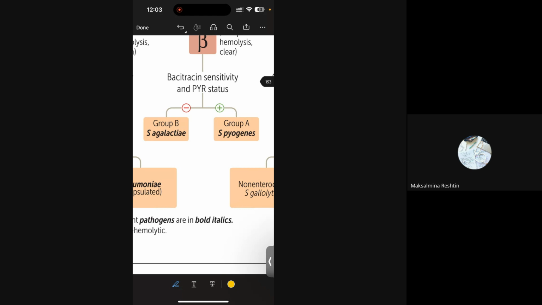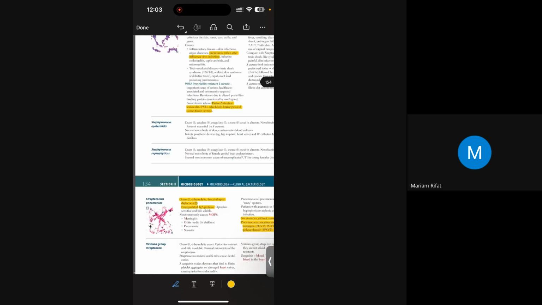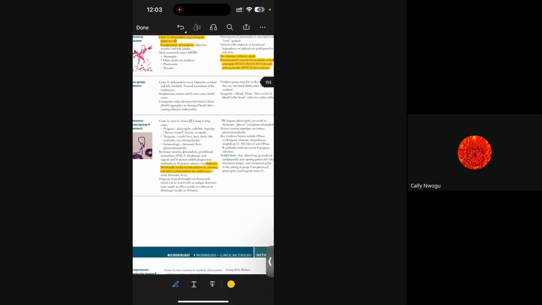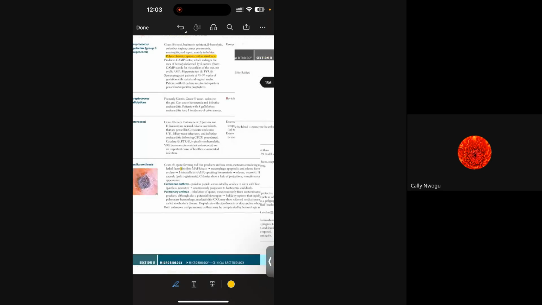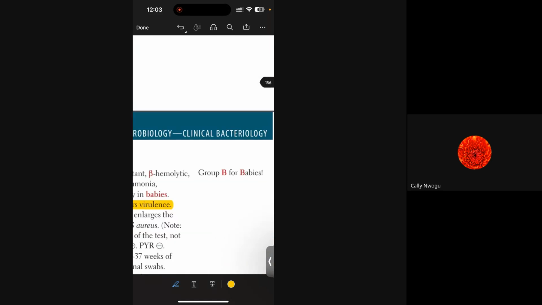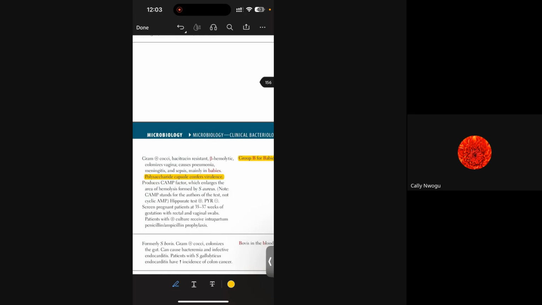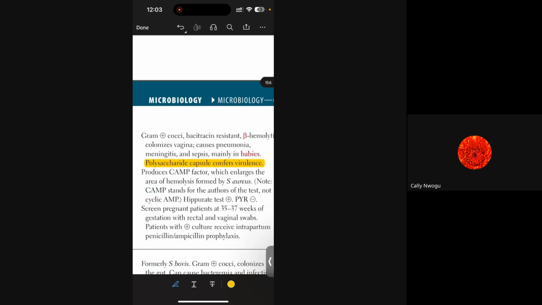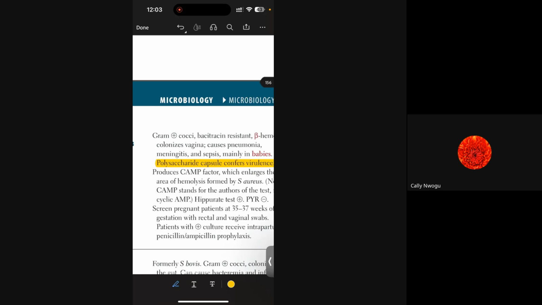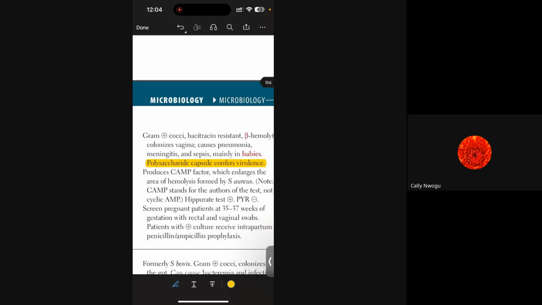Out of these two, which one causes most infections in the babies? Group B, agalactiae. The B stands for babies. Group B for babies. And what is the main virulence factor here of group B? The polysaccharide capsule is the main one which causes the virulence. It can cause pneumonia, meningitis, sepsis, mainly in babies.